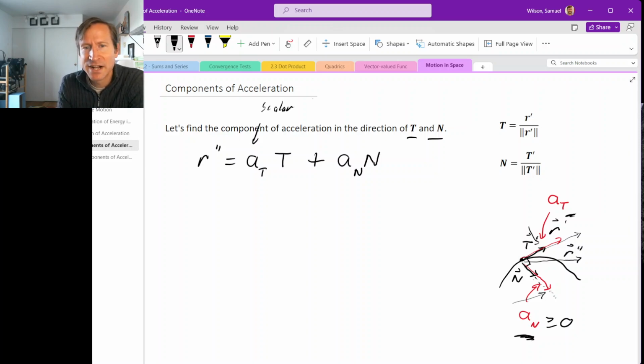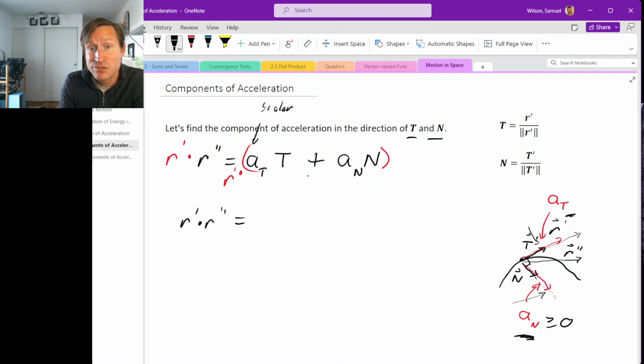All right, so how to get a handle on these two functions, a sub t and a sub n? Well, it's not really clear at first, but one nice trick is to think about doing operations on r double prime and seeing what the result is on the right-hand side of this equation. One operation we could do is dotting r double prime with something. What should we dot it with? Well, there are only a few things to try. Let's try dotting it with r prime just to see what happens. If we dot the left-hand side with r prime, we have to dot the right-hand side with r prime. So on the left-hand side, we get r prime dot r double prime.